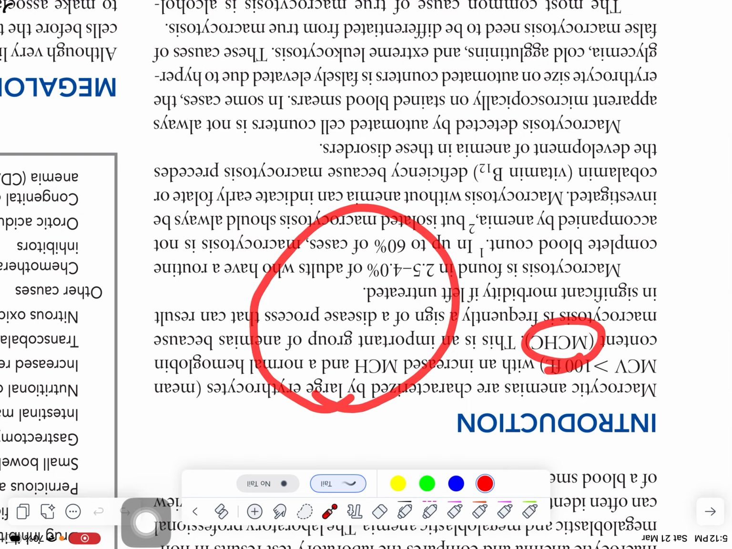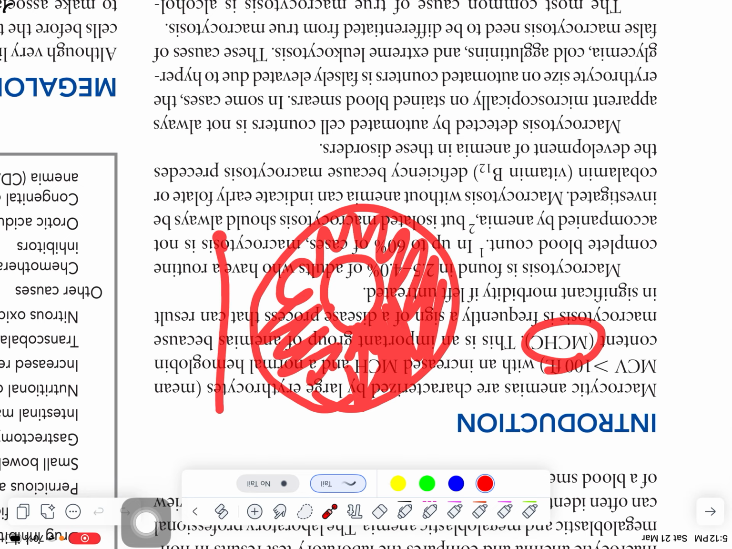It is the percentage of how much it is occupying. So suppose this is the central pallor, how much percent it is occupying is normal, but how much is the hemoglobin, that can be increased, and how much is the size, that is increased. This is an important group of anemias because macrocytosis is frequently a sign of a disease process that can result in significant morbidity if left untreated.